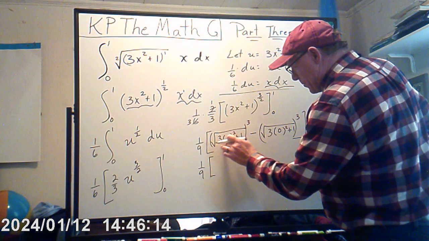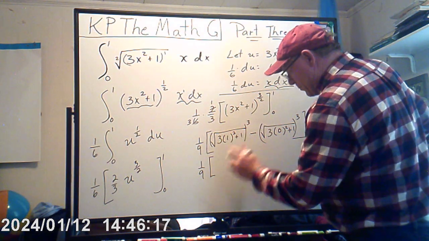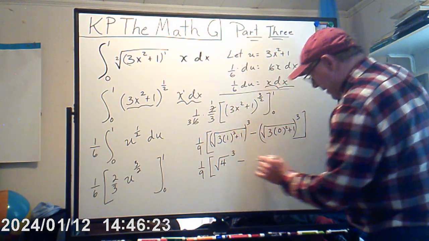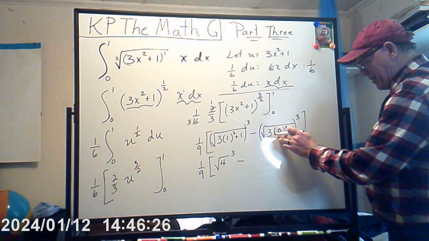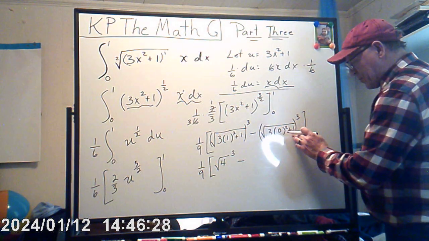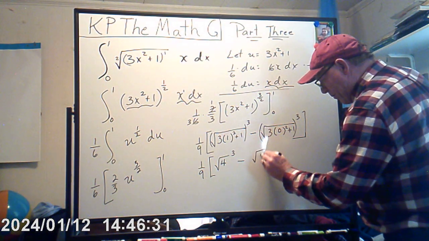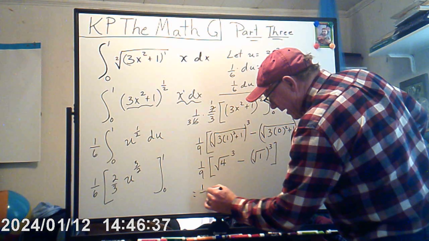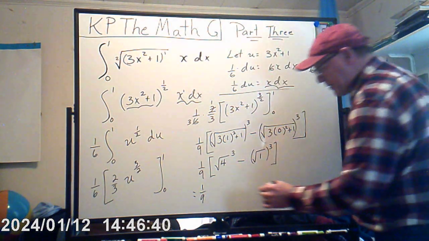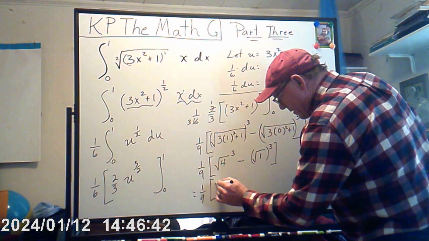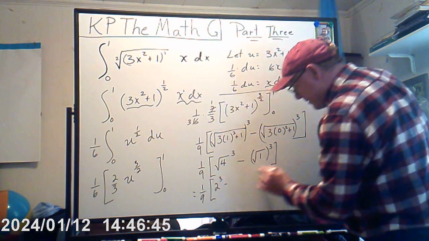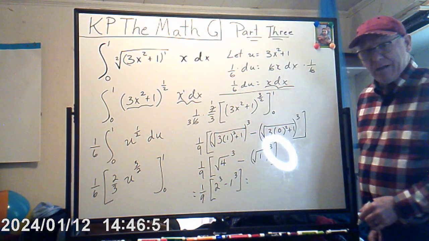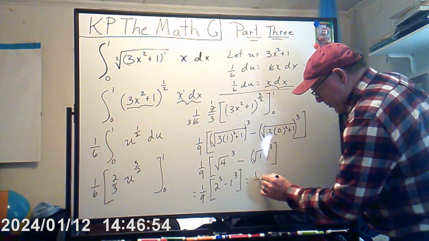Alright, so 1 squared is 1, 3 times 1 is 3, plus 1 is 4, square root of 4 cubed, minus, okay, 0 squared is 0, 0 times 3 is 0, 0 plus 1 is 1, the square root of 1 cubed. So this is equal to 1/9. The square root of 4 is 2, so that's 2 cubed, minus the square root of 1 is 1, so 1 cubed. See that, everyone?